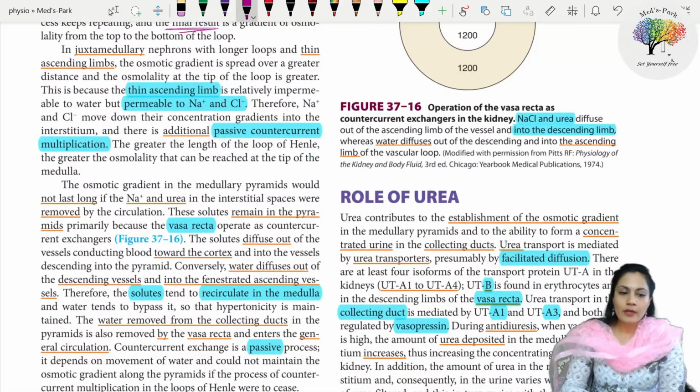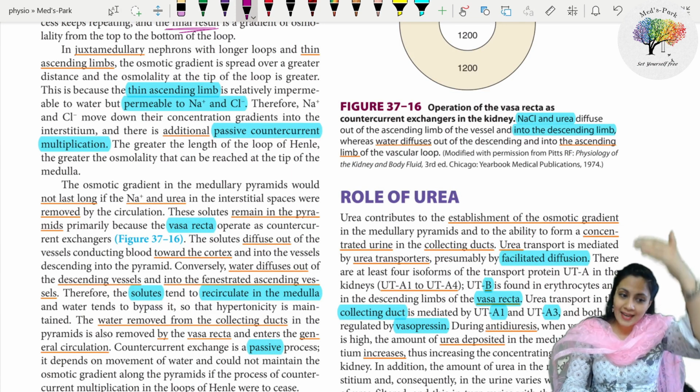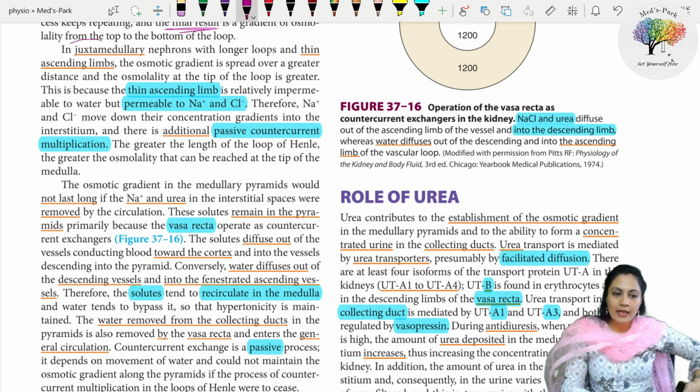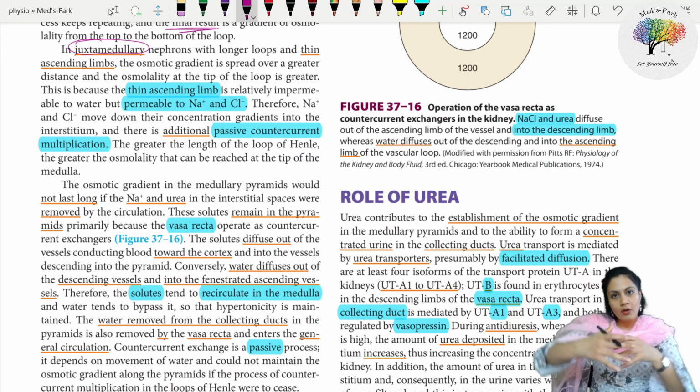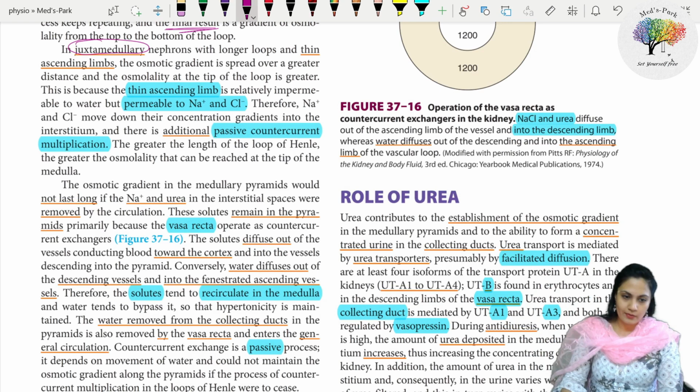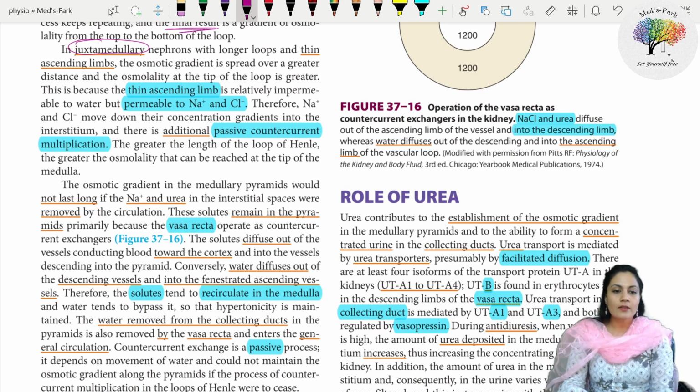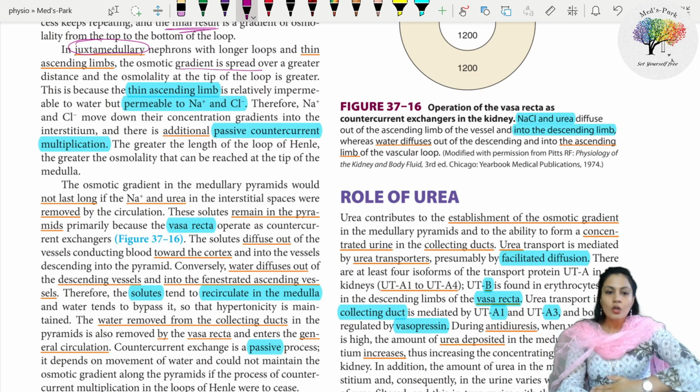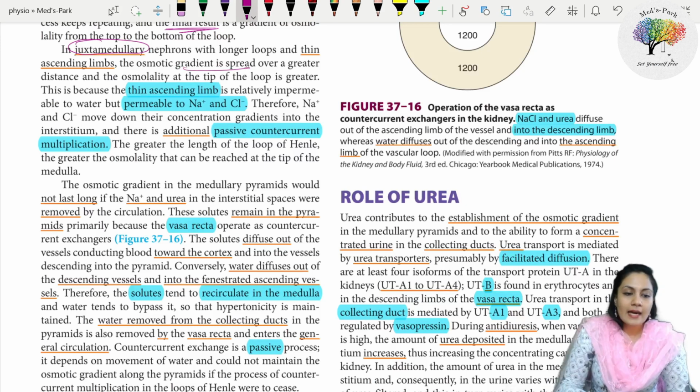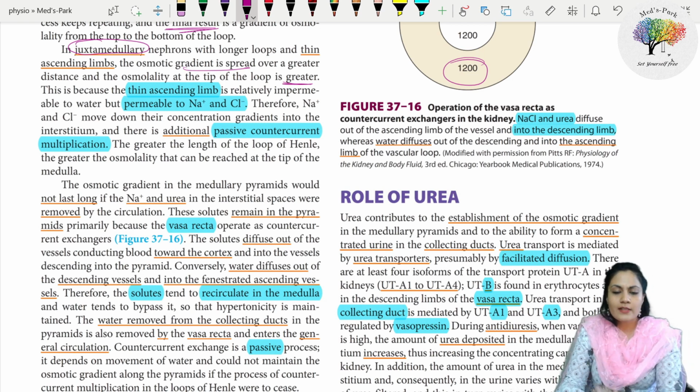In juxtamedullary nephrons with the longer loops and thin ascending limbs, the osmotic gradient is spread over a greater distance. We know that the juxtamedullary nephron is going to have longer loops, right? And that's why the gradient is going to be spread along the longer length. And the osmolality at the tip of the loop is greater. We know that it is 1200, also for the vasa recta. I'm just showing it. Okay.